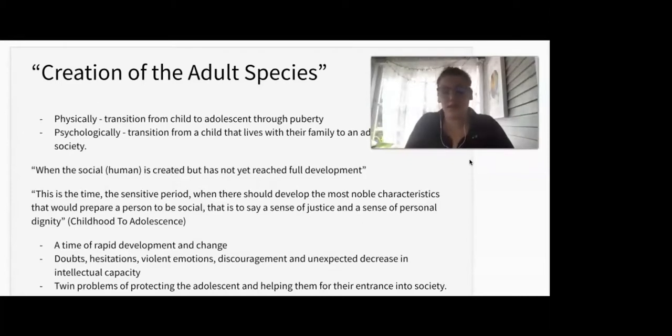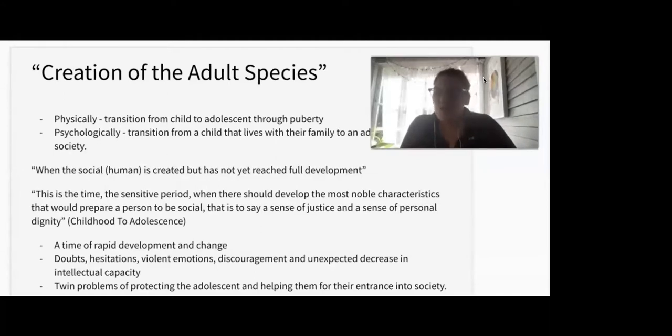Doubts, hesitations, violent emotions sometimes, discouragement, and the unexpected decrease in intellectual capacity. And that shows up most iconically in their executive functioning skills, their ability to track work, their ability to complete work, get it done, or even like, wait, what was I doing? Or I asked my student to sweep the floor and they didn't do it. What happened? And you find them engaged in another task. So we see that really significantly right now as their prefrontal cortex develops.